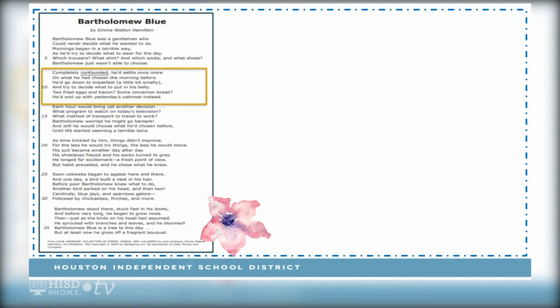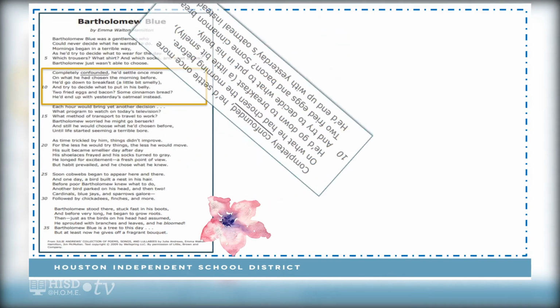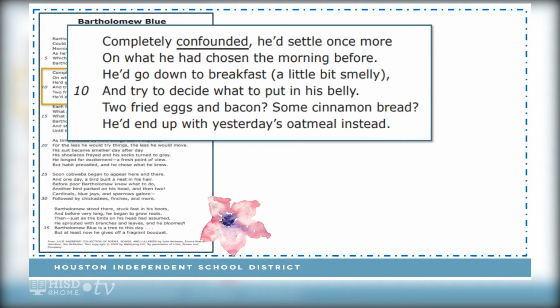Let's read stanza 2. Completely confounded, he'd settle once more on what he had chosen the morning before. He'd go down to breakfast a little bit smelly and try to decide what to put in his belly. Two fried eggs and bacon, some cinnamon bread. He'd end up with yesterday's oatmeal instead.